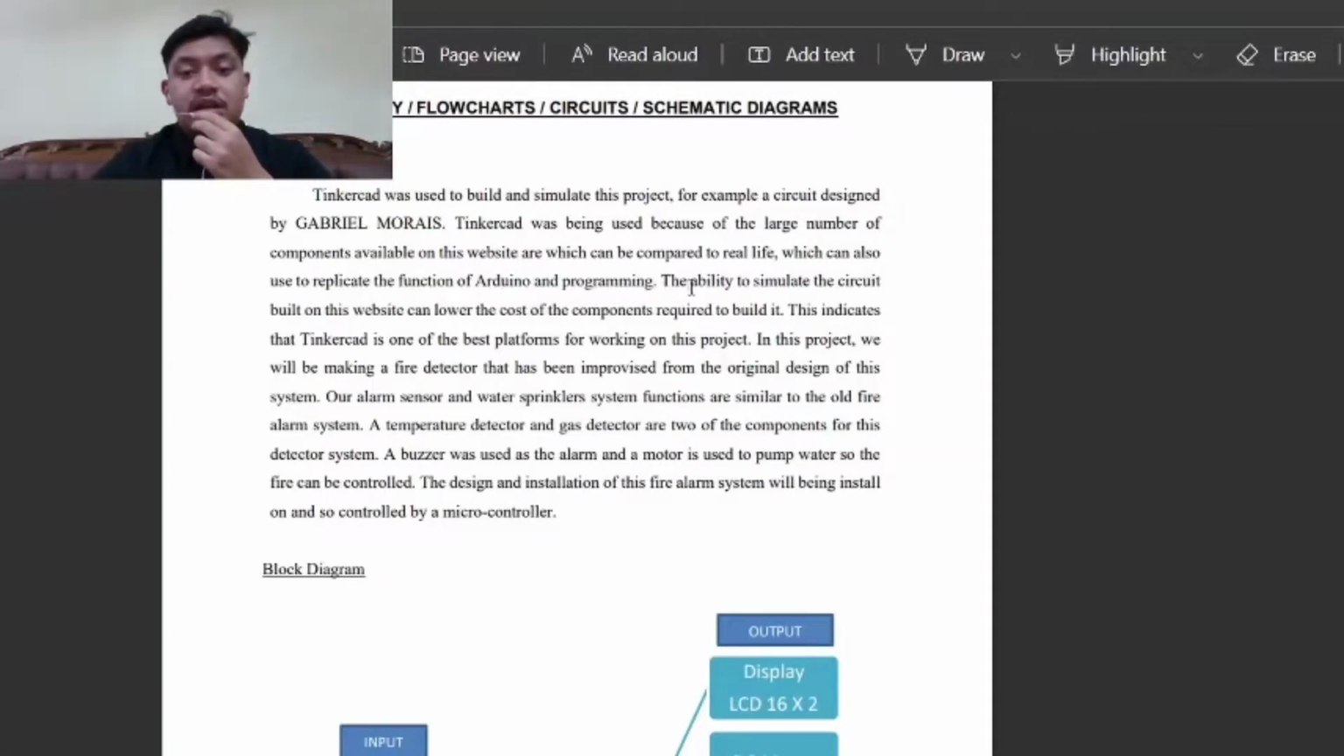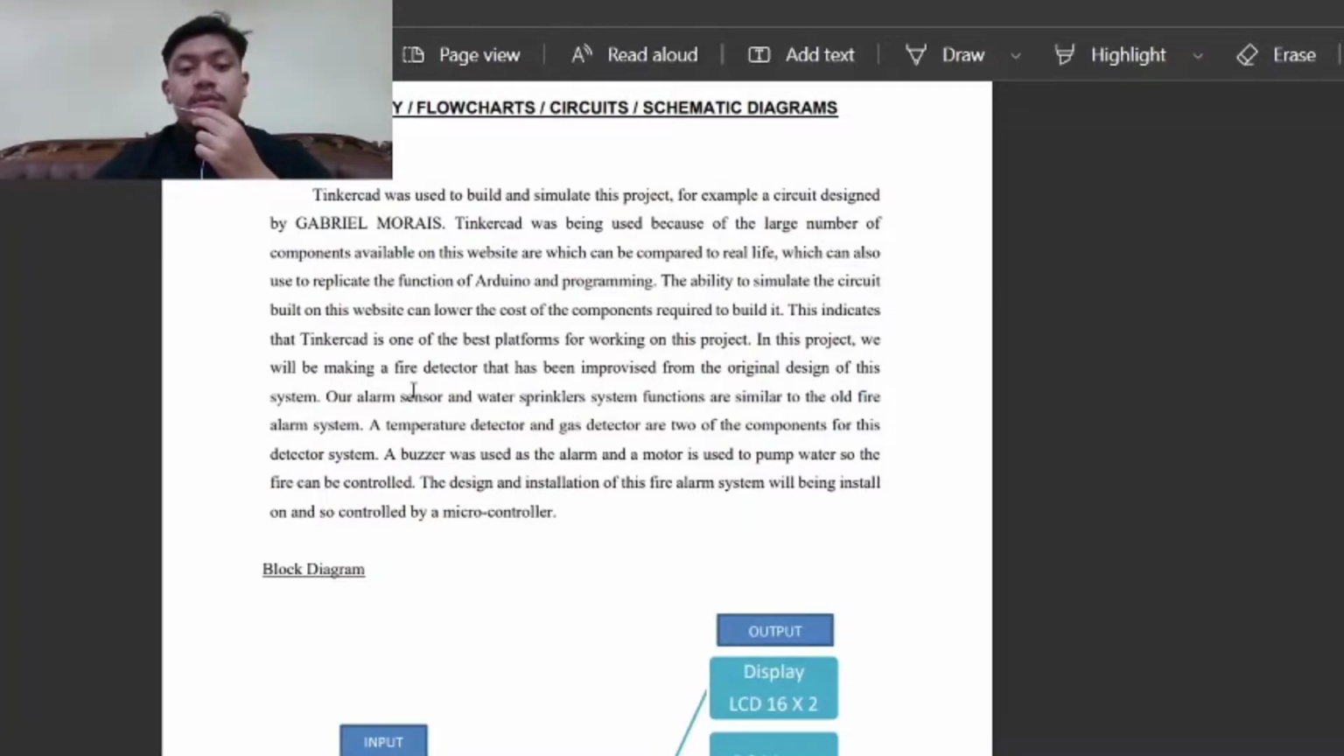And then the ability to simulate the circuit built on the website can lower the cost of the components required to build it, so it will reduce our cost because we don't need to buy anything, but we get a similar output of the project that we need to do using Tinkercad. This indicates that Tinkercad is one of the best platforms for working on this project.